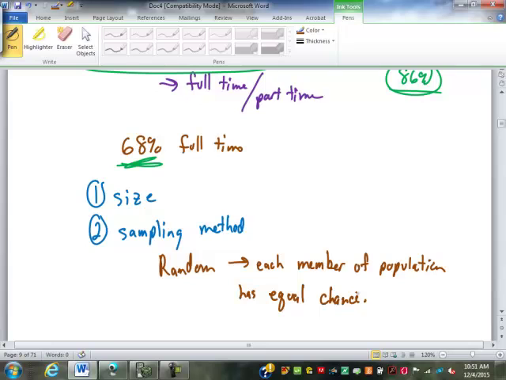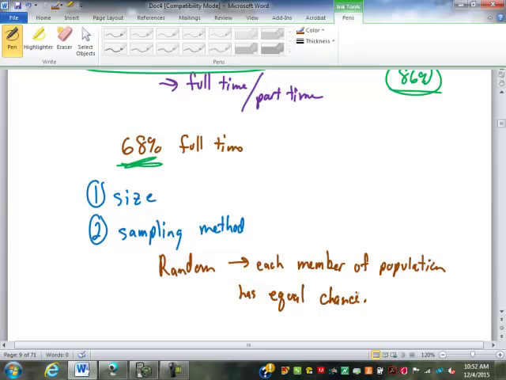If I just go out here in the hallway and I survey the next 10 people I see, there's a couple of problems with that. First of all, nobody at any of the other campuses has a chance of being in that sample. Second of all, only people that have Friday classes. Anybody who doesn't have class on Friday mornings has no chance of being in that sample.